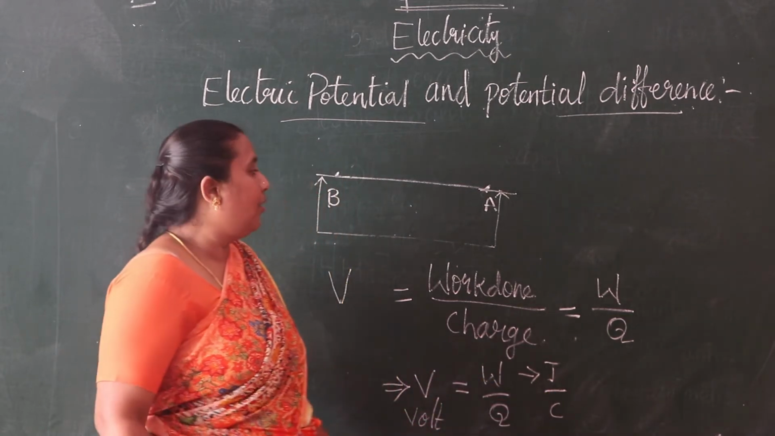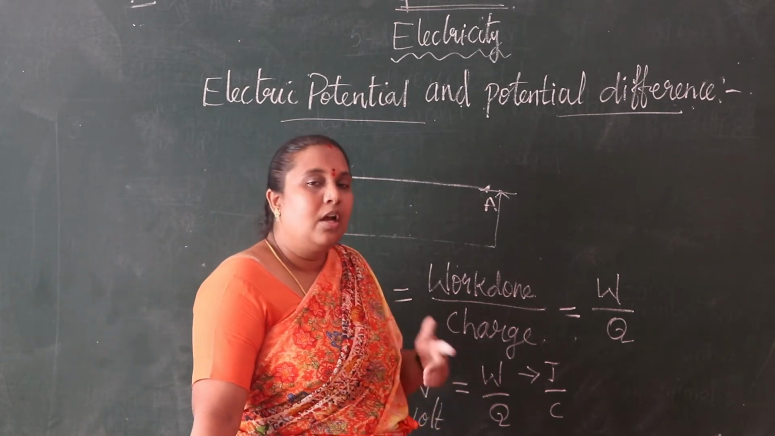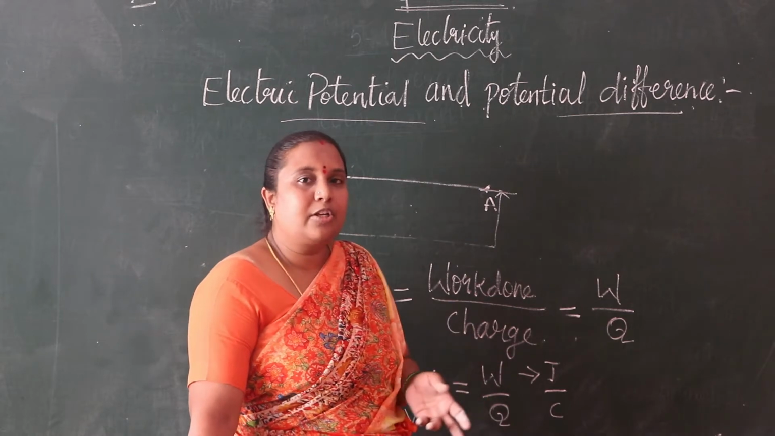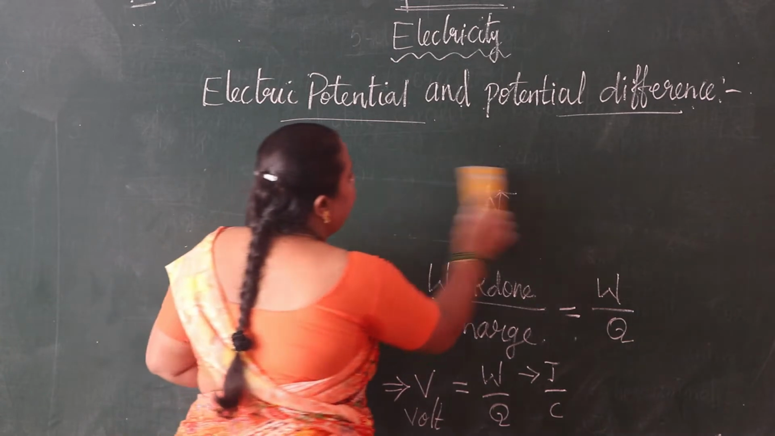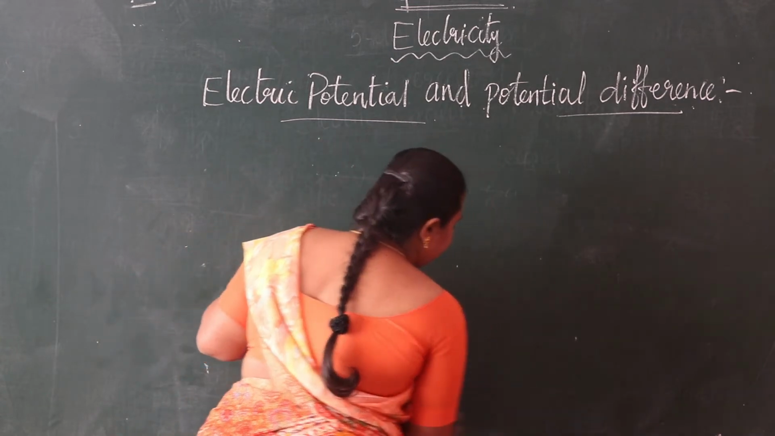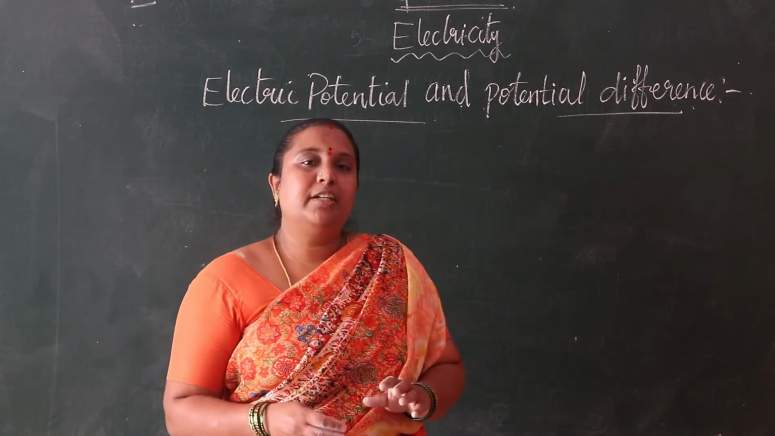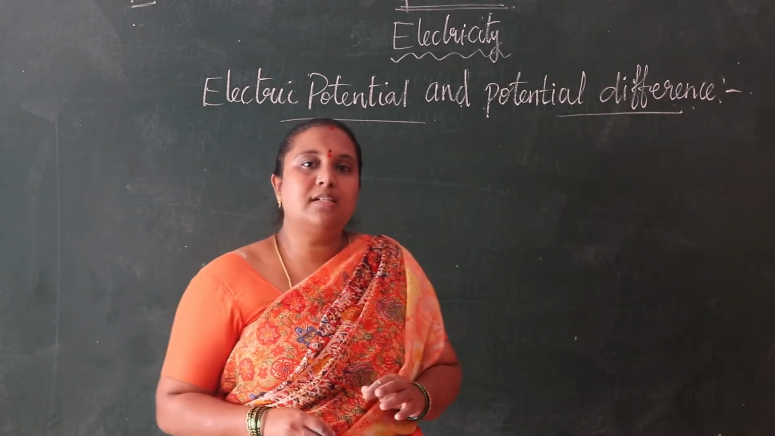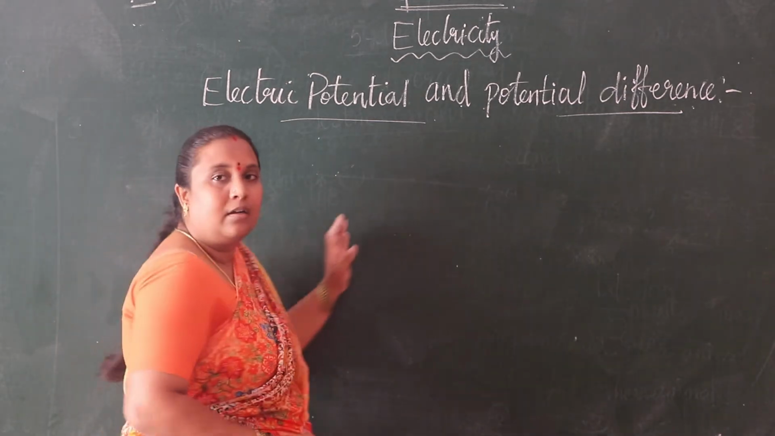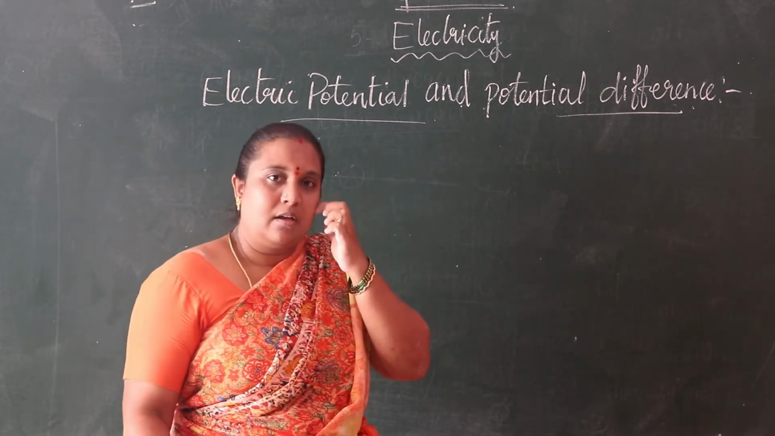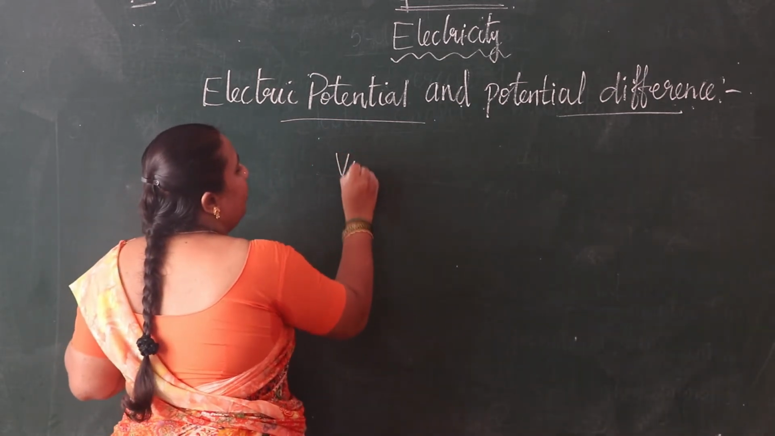Understood children? Then we move on to another concept, electric circuit. I told you already, an electric circuit is a continuous path. And what is the instrument used to measure the potential difference between 2 points? Voltmeter.